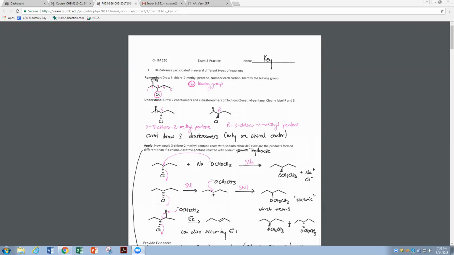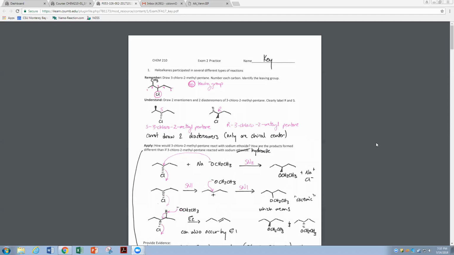So here we have a wedge and a dash. Notice I only have one stereocenter though, because even though these are wedges and dashes, they're both still methyls. So this is S-3-chloro-2-methylpentane and R-3-chloro-2-methylpentane. So we can't draw 2 diastereomers because we only have one chiral center.